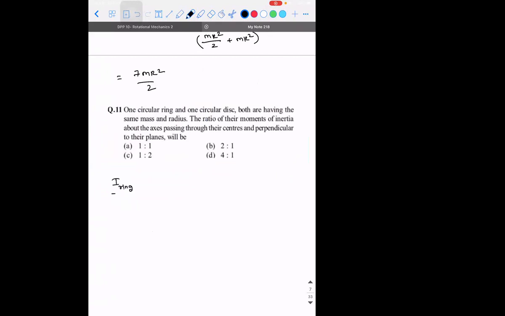Moment of inertia of the ring to the moment of inertia of a disk about an axis passing through the center. They are asking about Iz. mr square divided by mr square by 2. That's it. Answer is 2:1. Where is it? Yeah, option B. It's a very simple question.